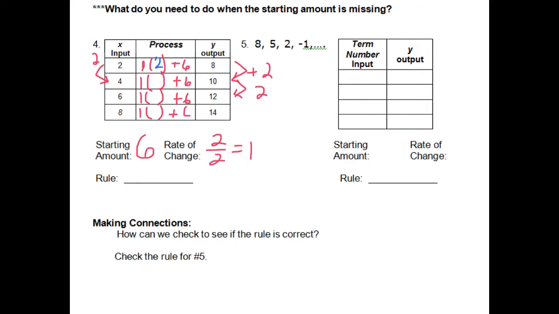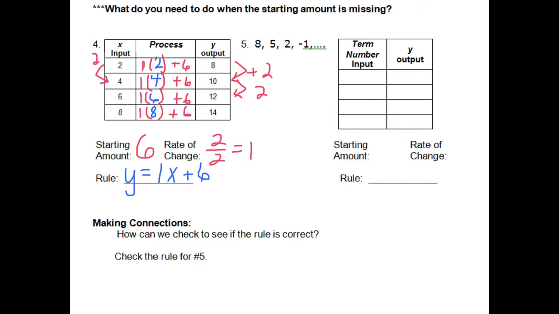So go ahead, pause the video for a minute, and just plug in your x input values here and verify that our process rule is correct. Our process rule works, so let's go ahead and write it. It's y equals 1x plus 6.